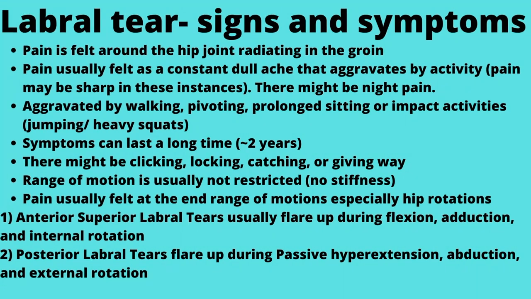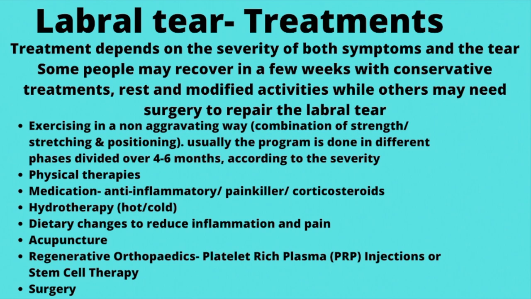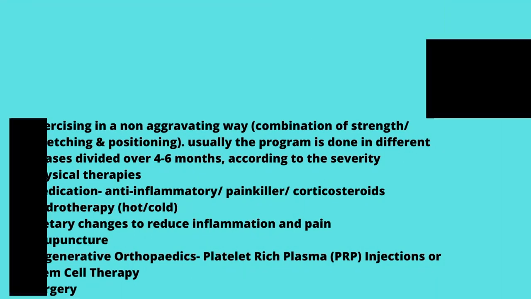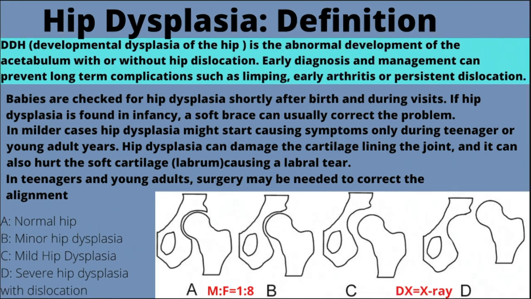The treatments are going to be exercising in a non-aggravating way, physical therapy, medication, hydrotherapy, dietary changes, acupuncture, regenerative orthopedics, or surgery in the most severe cases. Next is hip dysplasia. This is an abnormal development of the acetabulum with or without hip dislocation.